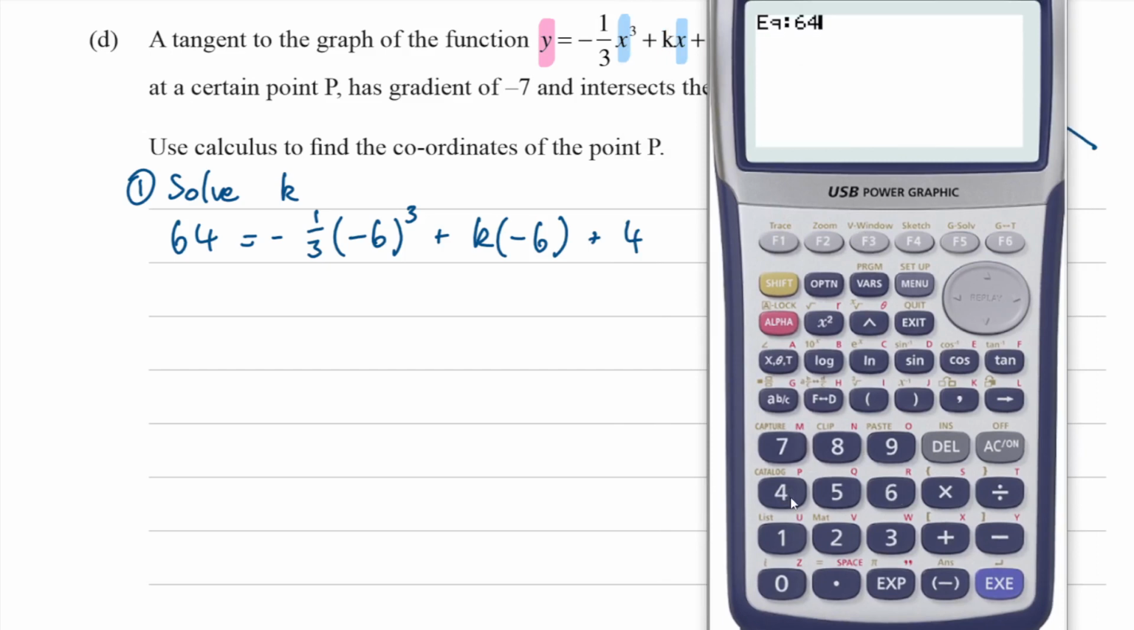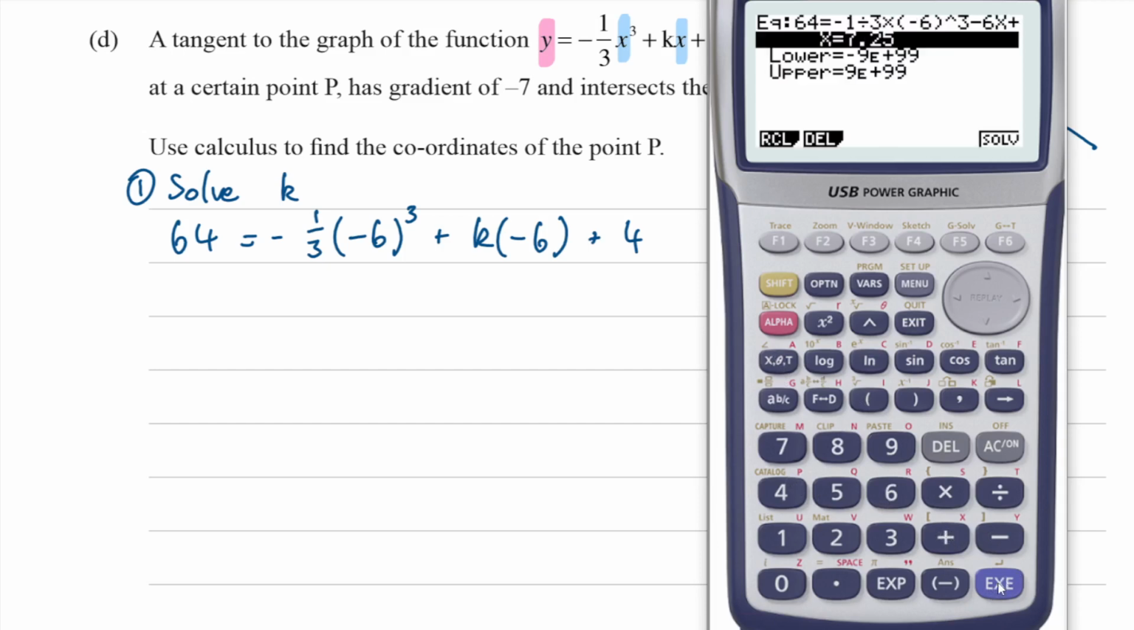So 64 equals, it's shift dot, right, near the bottom, equals, what is that, -1/3 times -6 to the power of 3 plus k times -6, plus 4. Execute, and then you hit solve. Right, lower and upper just means it'll search for a solution from negative 9 quintillion or whatever that is to positive 9 quintillion. And it gives x equals 2.